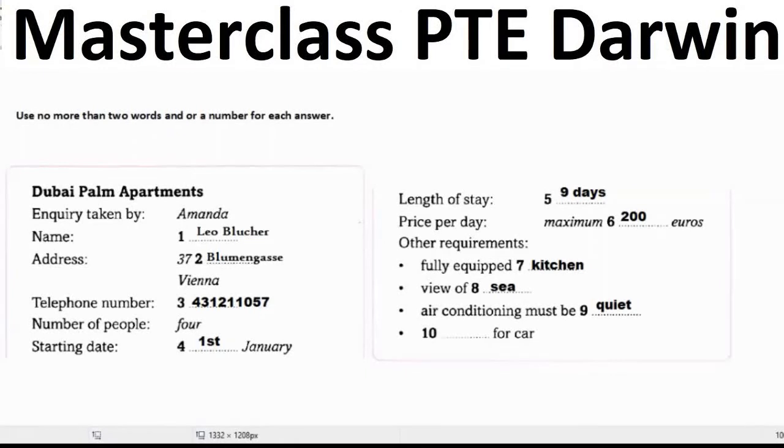Yes, just one more thing. We'd like to hire a car while we're in Dubai, so we'll need to have a parking space, I think. We don't want to have to walk a long way from the car to the apartment.